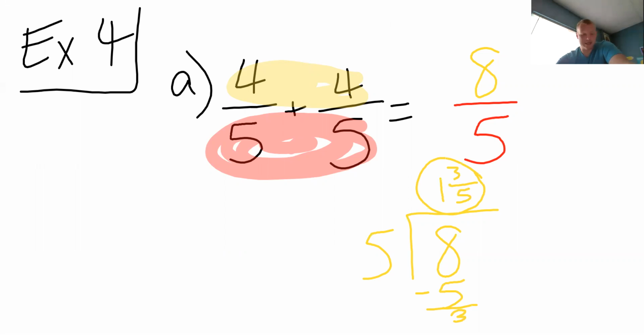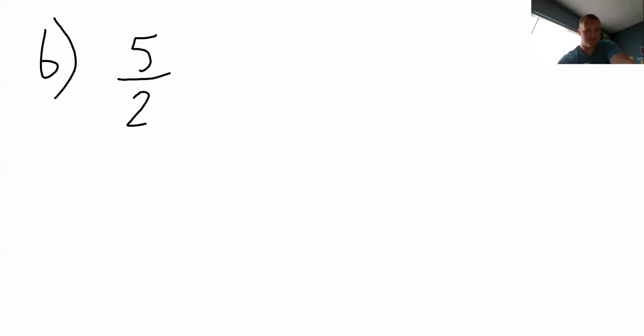Let's try the multiplication version. So letter B. We have 5/2 times 3/4. Jaden, what am I doing on this one? How do I get 5/2 times 3/4? How do I get that answer?